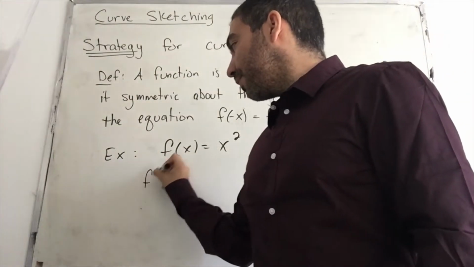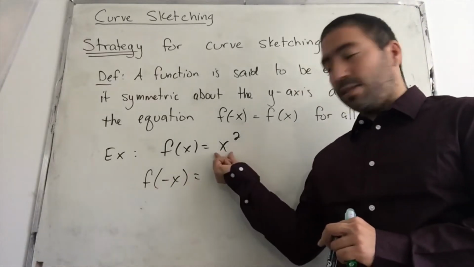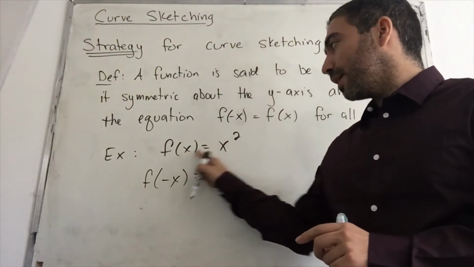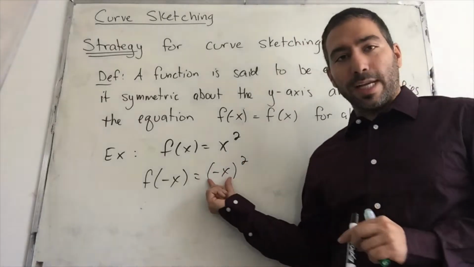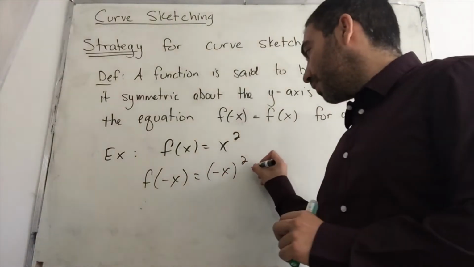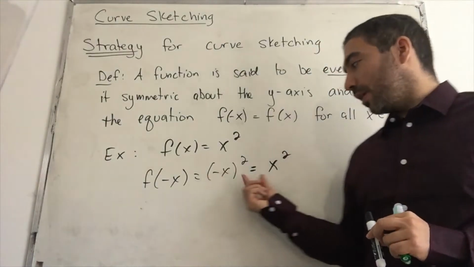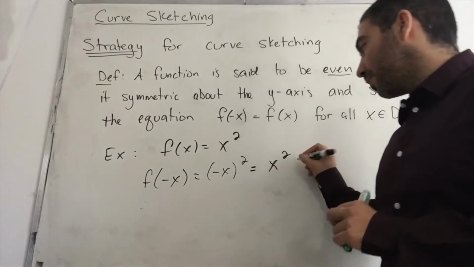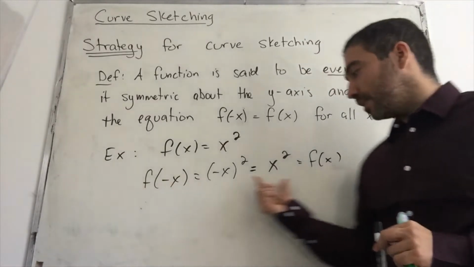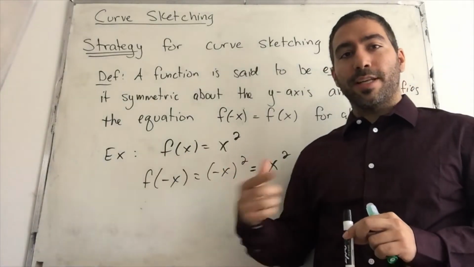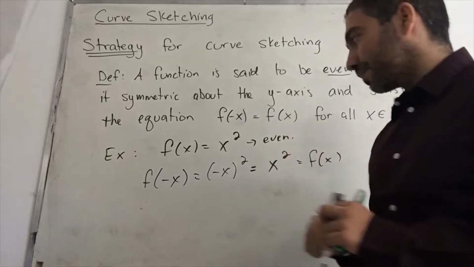So if we have f of negative x, well, this is saying to plug in negative x into x squared. So we're substituting the x with negative x, and then we're squaring it. Well, what's negative x squared? Negative x squared is just positive x squared, because two negatives make a positive. And x squared is our original function. So we showed that f of negative x is equal to f of x. So this function here is in fact even. This is an even function.